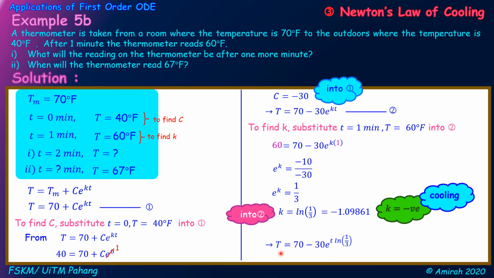So this is the temperature at any time t. Temperature equals 70 minus 30 e to the power of t ln 1 over 3. Then we can name it equation 3. Equations 1, 2 and 3 actually are the same equation. Equation 1 we write in terms of C and K. Equation 2 is after we substitute the value of C. And equation 3 is after we substitute the values of C and K. Equation 3 is known as the temperature at any time t.